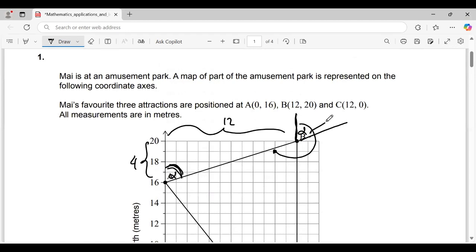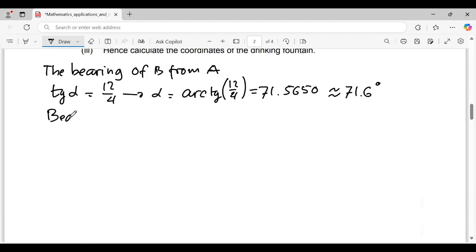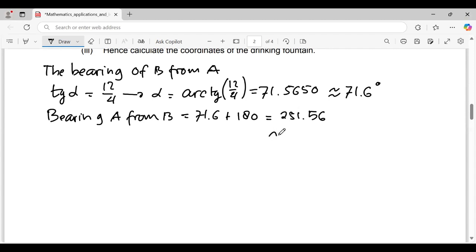Now, this angle is 71.6. The bearing of A from B is 71.6 plus 180, which equals 251.6, actually 251.565, and rounded off becomes 252 degrees.